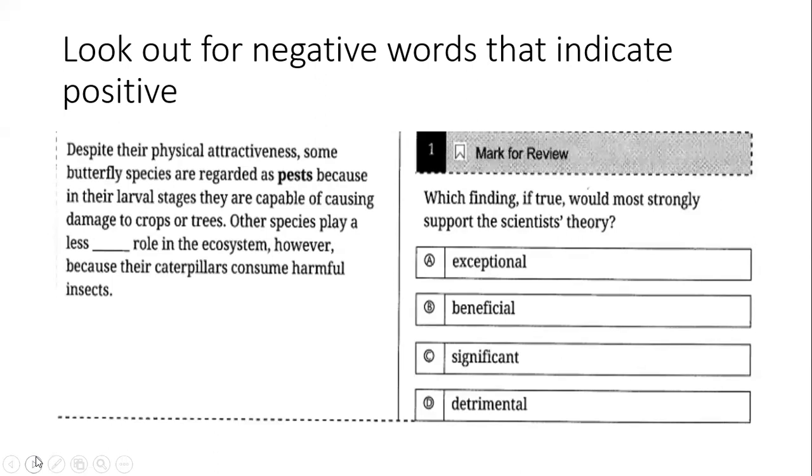Despite, the meaning of despite, it's again a connector. What does it mean? Despite their physical attractiveness. Let's assume that you don't know the meaning of despite. No worries. Read the sentence. Contextually pick up the clues. Despite their physical attractiveness, some butterfly species are regarded as pests.